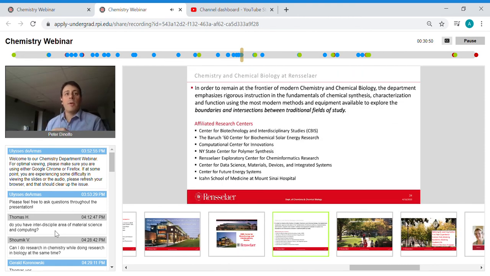The chemistry department is also affiliated with a number of research centers, and these research centers span the entire institute. So they can involve faculty from different departments that are kind of all working towards the same goal.